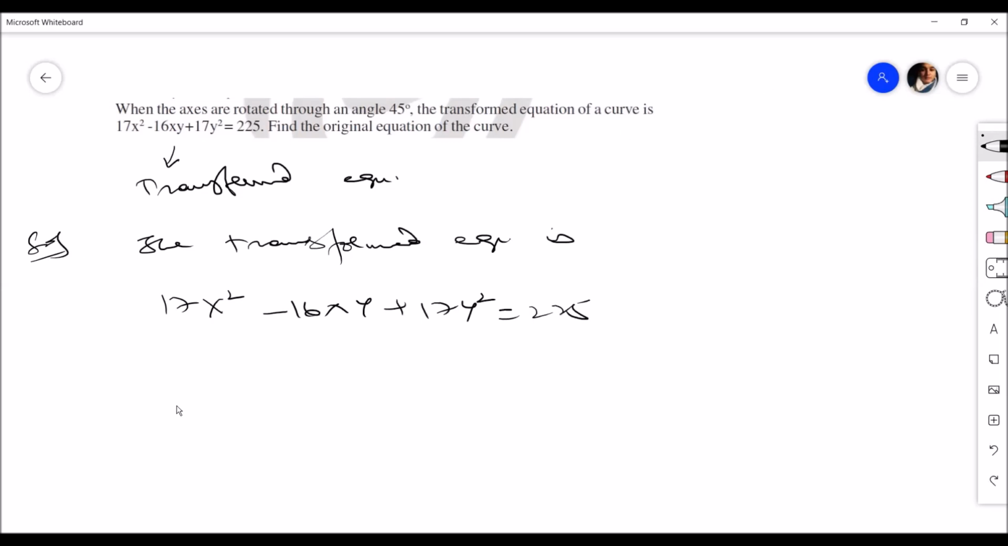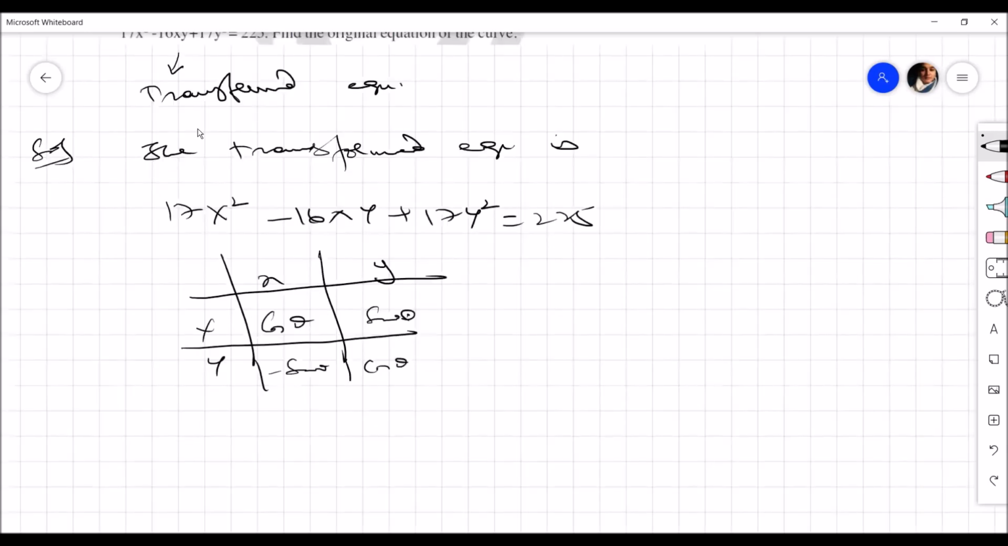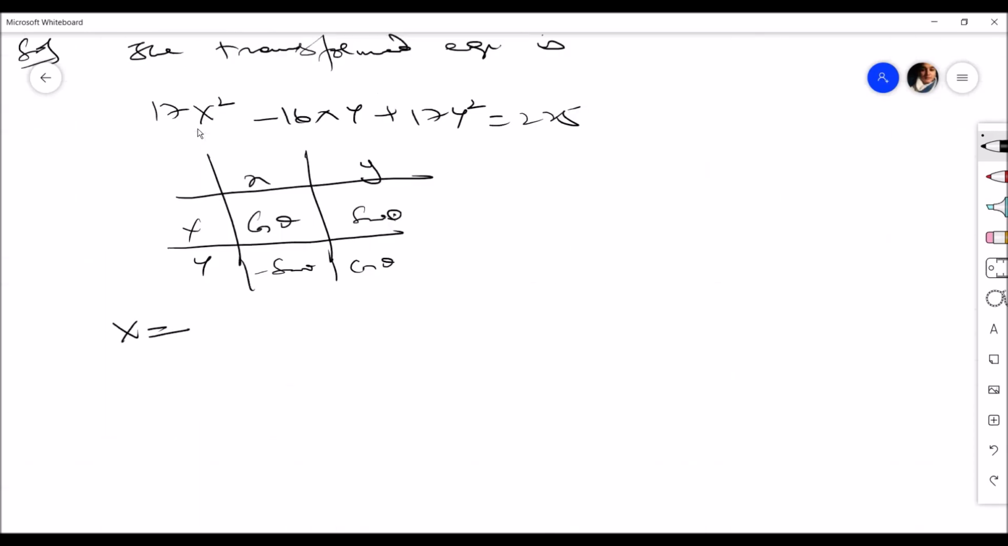So same table again. Should be very clear with the table. So that will give you small x, small y, capital X, capital Y, cos theta, minus sin theta and cos theta. But here, since the equation is in terms of capital X and capital Y, you should be writing equations which are subjecting capital X and capital Y, which is x cos theta plus y sin theta here, and capital Y will be minus x sin theta plus y cos theta.